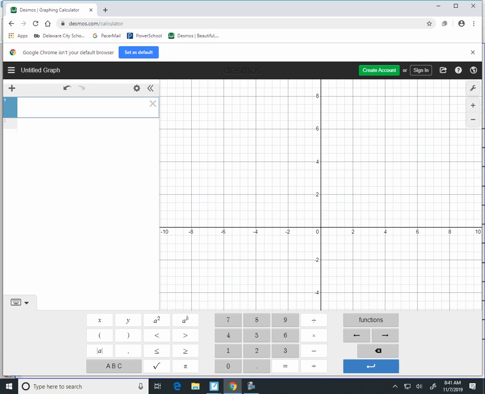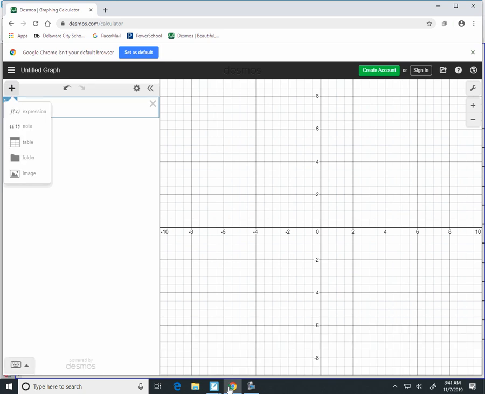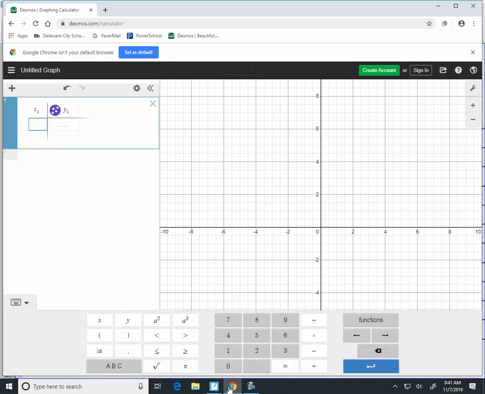Again, this unit and next unit, when you're given a set of data, what we're going to do is we're going to go to the little plus and add a table. If you were given an equation, you would never do this. You put in the equation and then get the table. But here we have to add the table because we don't have an equation for this. All we have is population data.